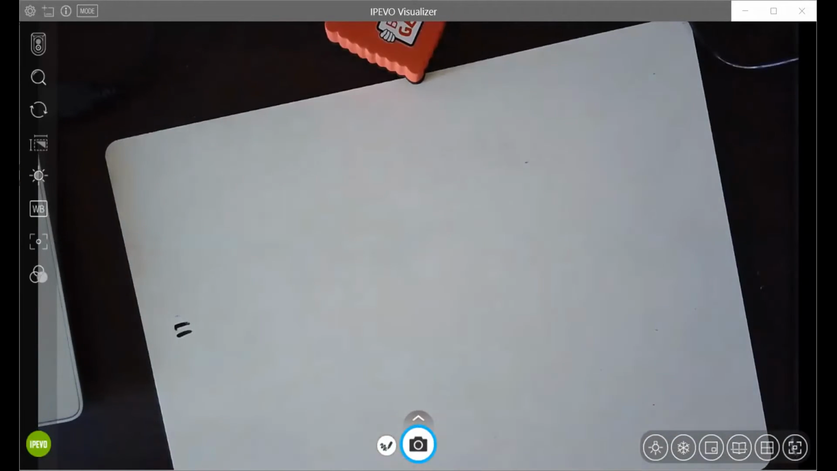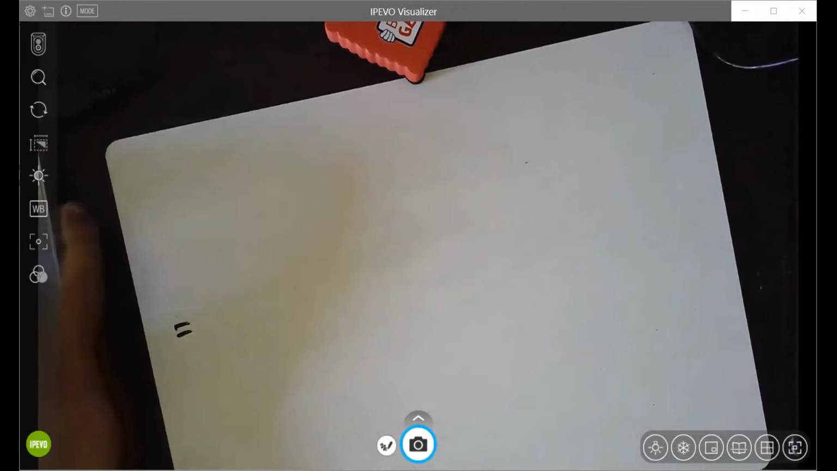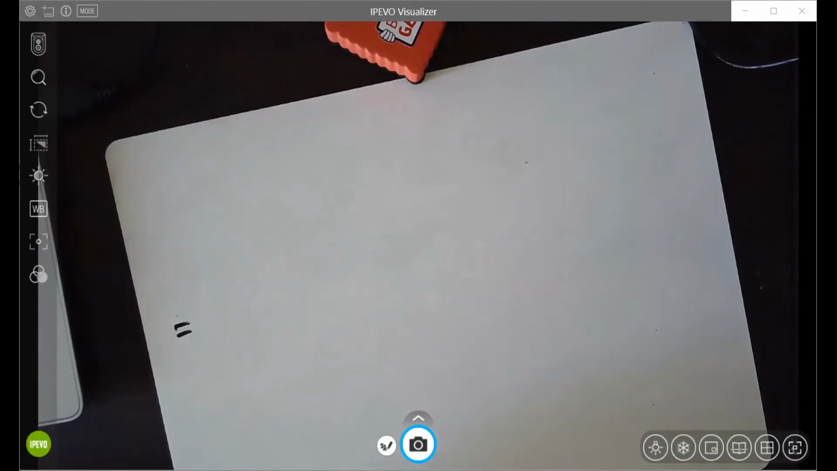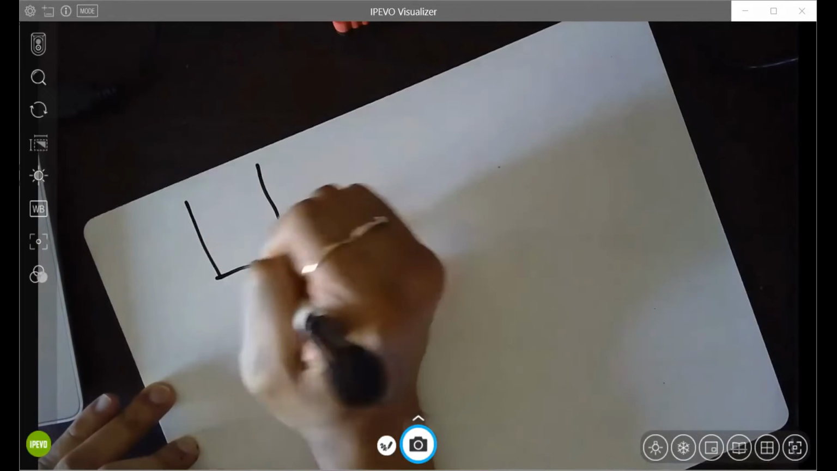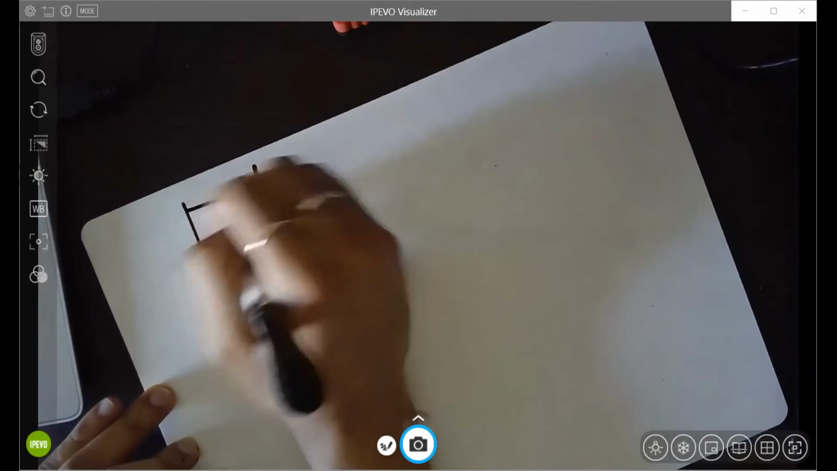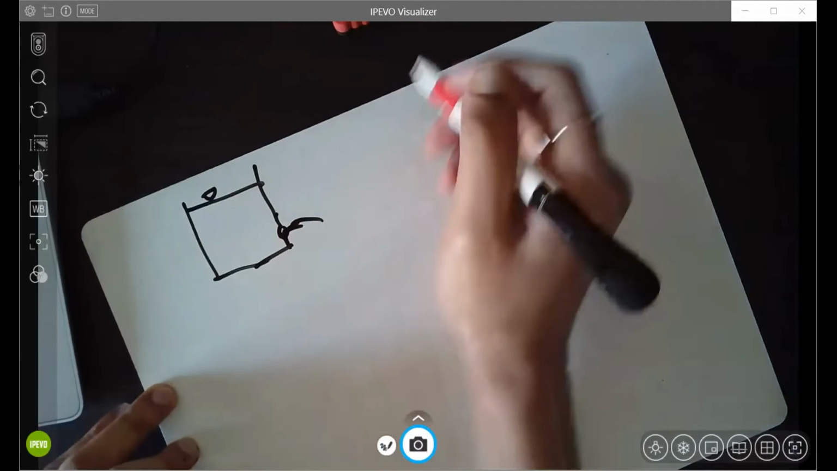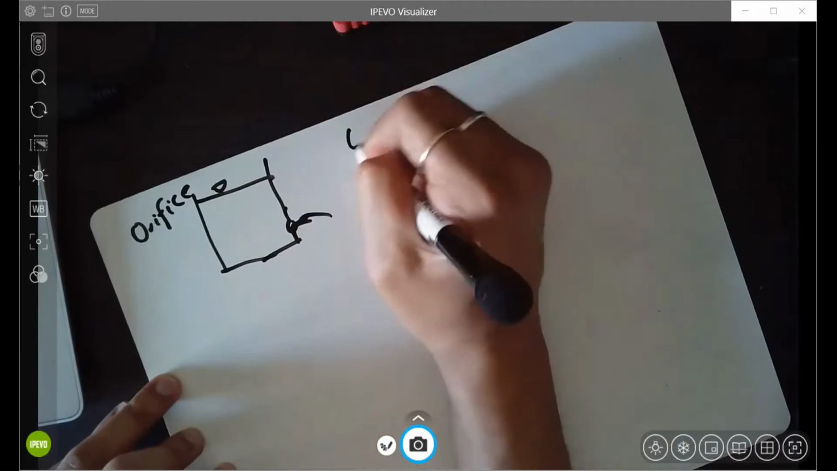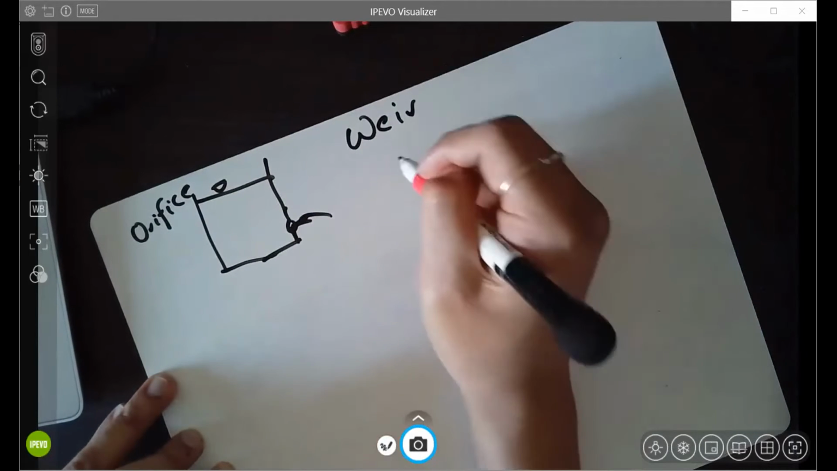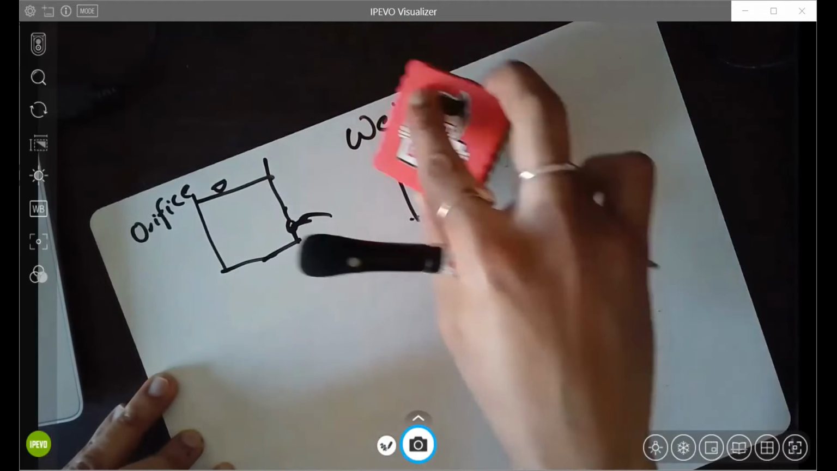Now we move on to weir flow. So an orifice is for regulating flow through a tank, right? This is the orifice. A weir is used for regulating flow through a channel.